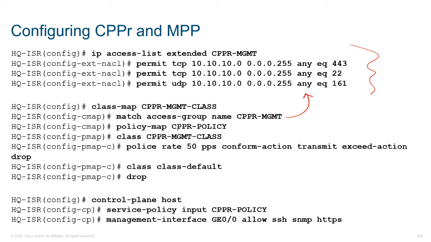Then we can reference a policy map, and basically we can start indicating what it is that we want to do. So we can start rate limiting for 50 packets per second, and if we exceed that action, then we can drop it. All right, so we can apply that to the class defaults, and we can also go into our control plane host and we can apply it there as well.